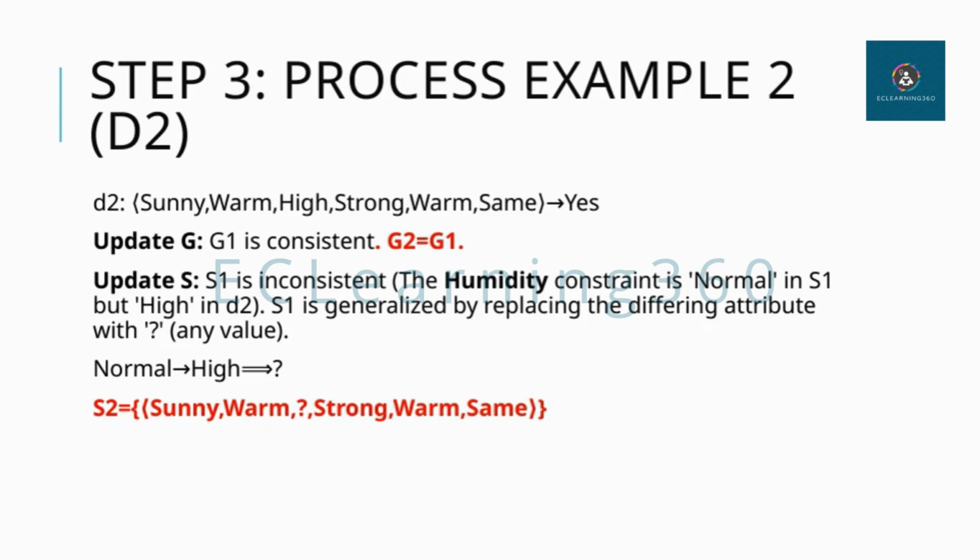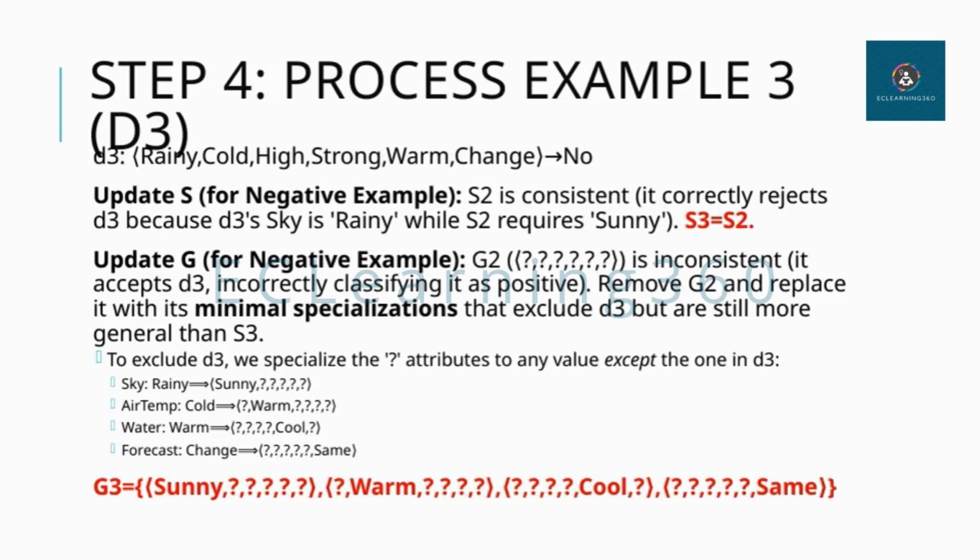Consequently, our set S is now updated to include this new generalized example: sunny, warm, strong, warm, same. This process highlights how we refine our boundaries when faced with conflicting information, ensuring our model remains both accurate and adaptable as it learns from new data.